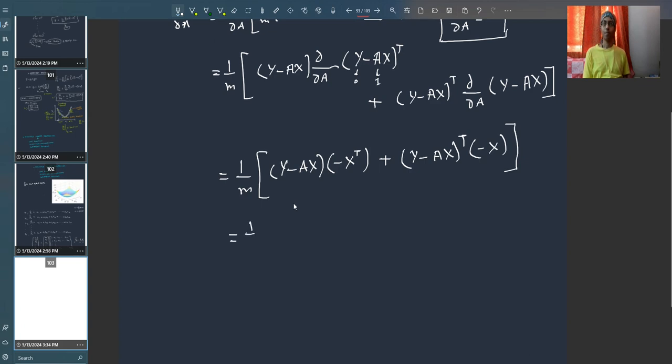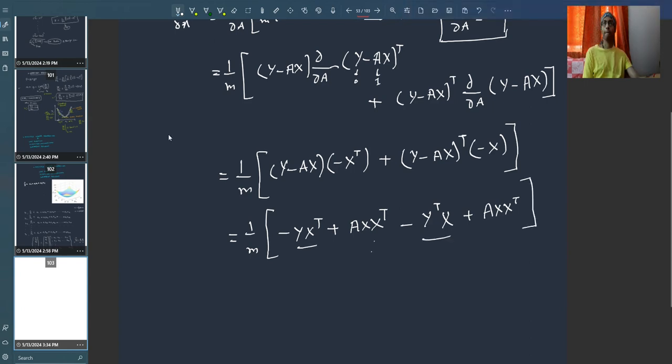Okay. Now this transposes to minus yx transposed plus ax x transposed plus, this becomes minus y transposed x minus y transposed x plus a x transposed, which means this expression reduces to 1 by m minus 2 into y into x transposed plus 2 into ax x transposed, because these two are the same expressions, right?